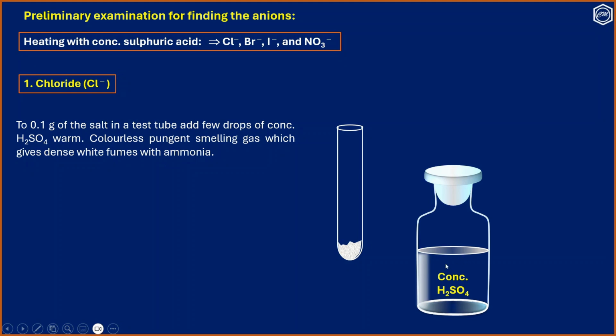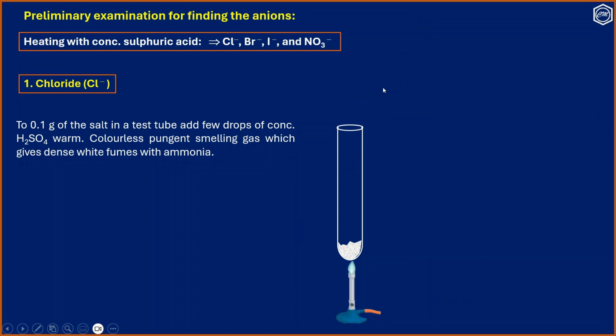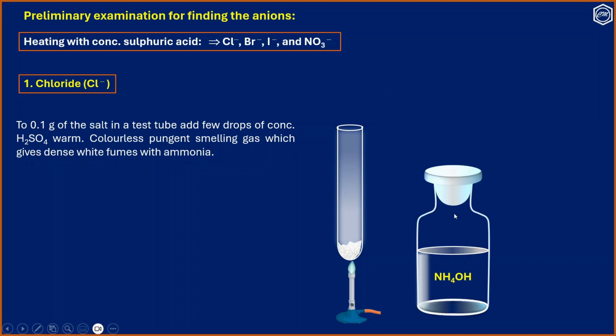This is concentrated sulfuric acid. We are adding a few drops of concentrated sulfuric acid. And we gently warm the solution. And some gas is coming out. And if you show a glass rod dipped in ammonium hydroxide, thick white fumes are produced. And these thick white fumes are due to the formation of ammonium chloride vapors.